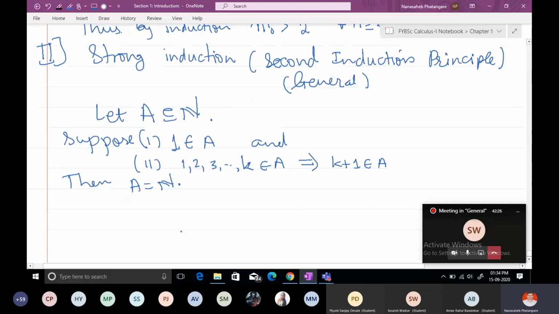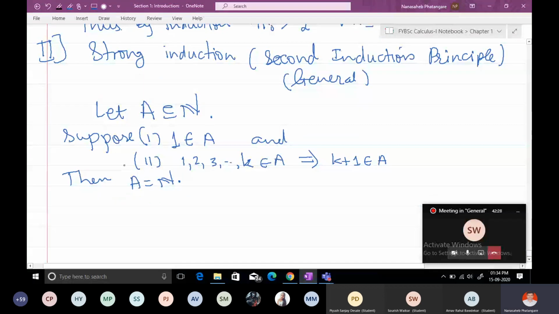Okay, let me explain this in detail. So what the strong principle says is, suppose you choose any subset of natural numbers, whatever it may be, but if that set satisfies the following properties 1 and 2, then that set is nothing but the set of natural numbers, the complete set. What properties? Suppose it contains the initial element 1, and if it contains the initial elements up to some k, then it contains the next element. Suppose it contains the first 10 natural numbers, and from that we can see that it contains the next also, for any choice of k, then that set is nothing but the set of natural numbers, right?